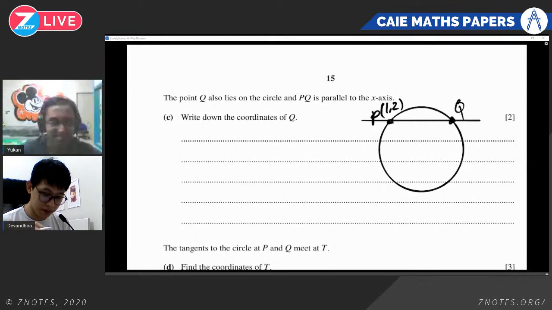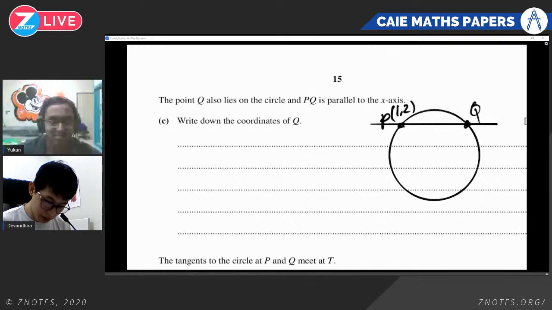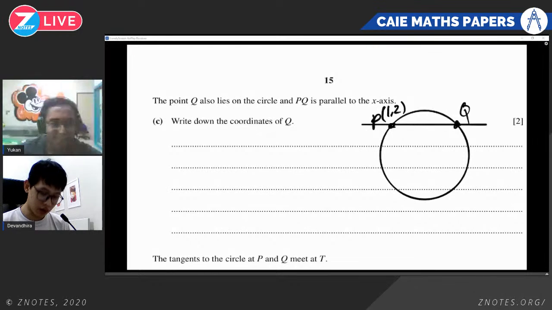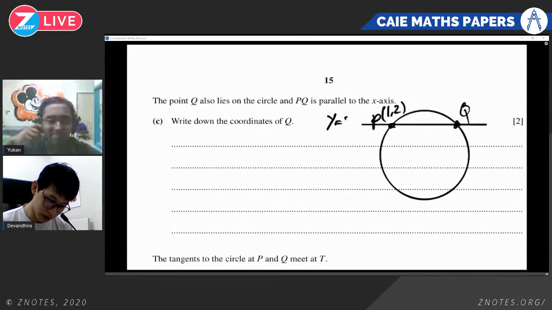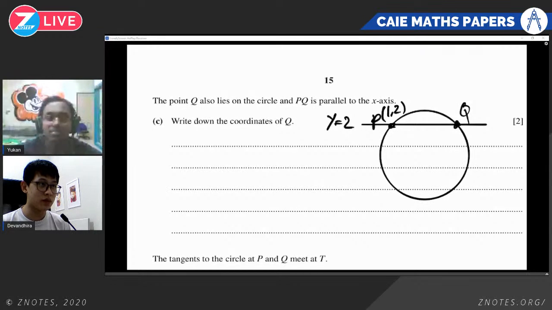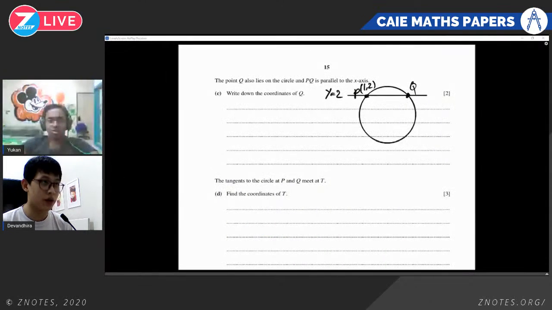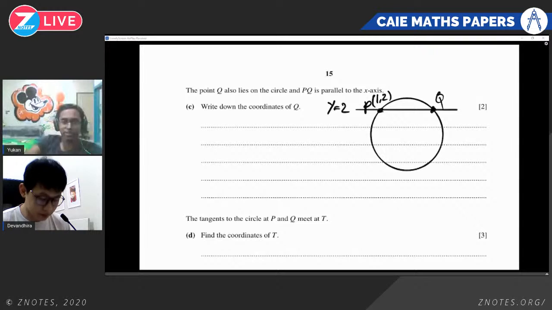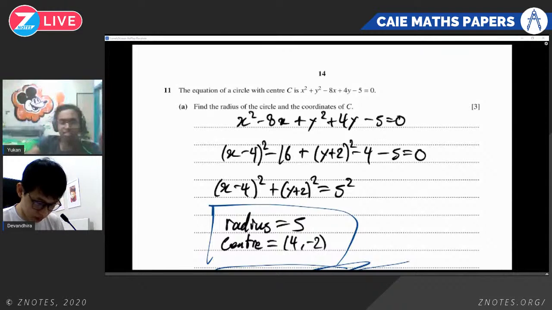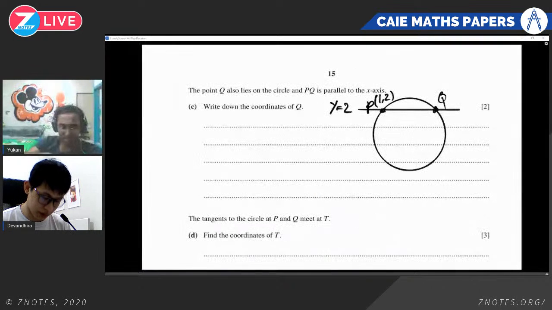Okay. So since PQ is parallel to the x-axis, I can just draw a line that's parallel to the x-axis, and we can find where Q is. And remember that the coordinates of P is 1, 2. Therefore, this line right here is just y is equal to 2, right? So how do we find Q? We know that the y coordinate is the same, so we can just plug that y into our circle equation to get the two values of x. One of them should be 1, and the other one would be your Q coordinate.